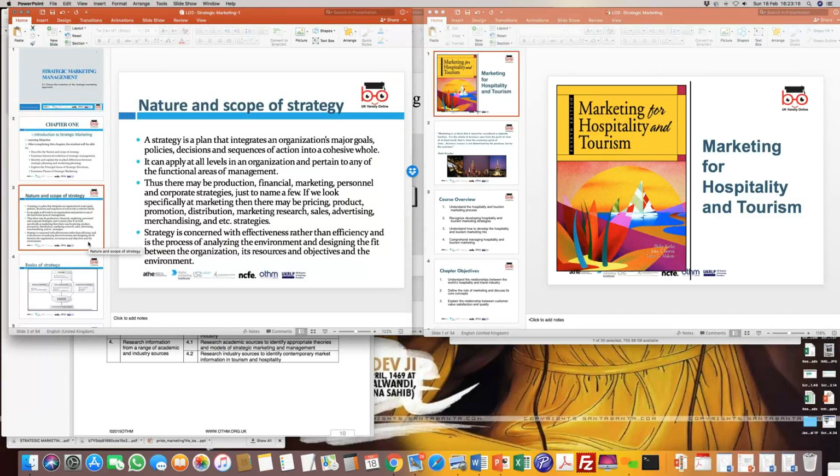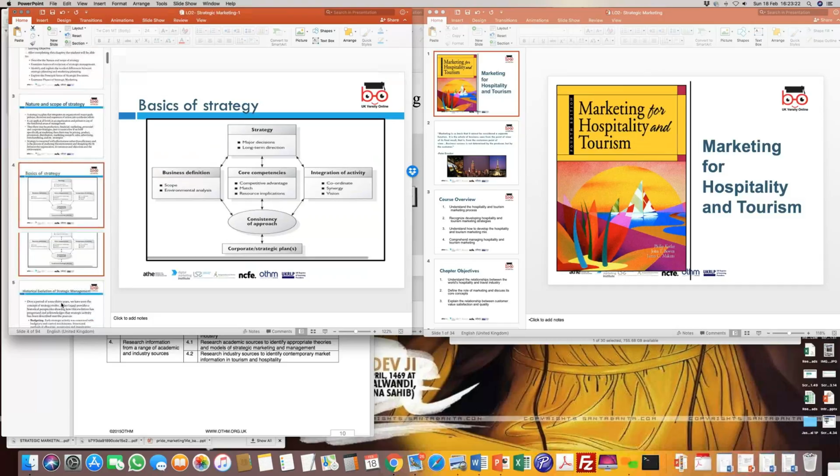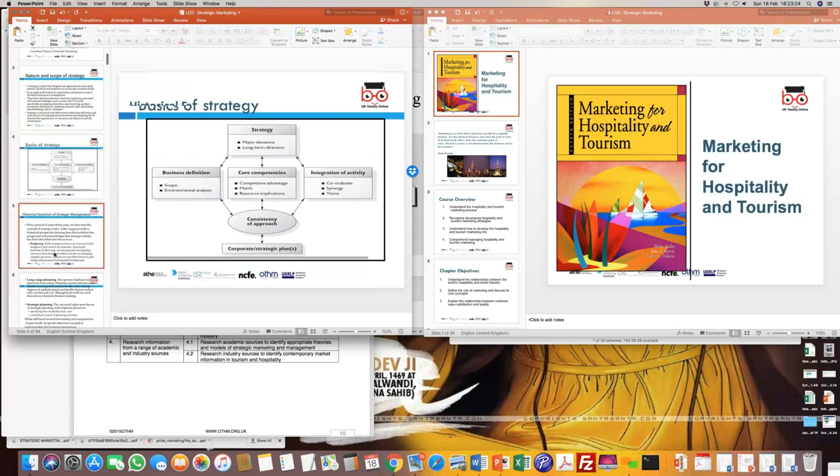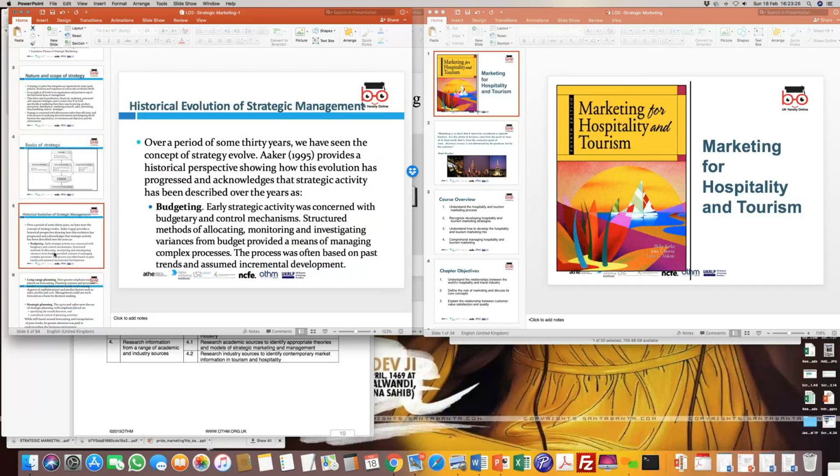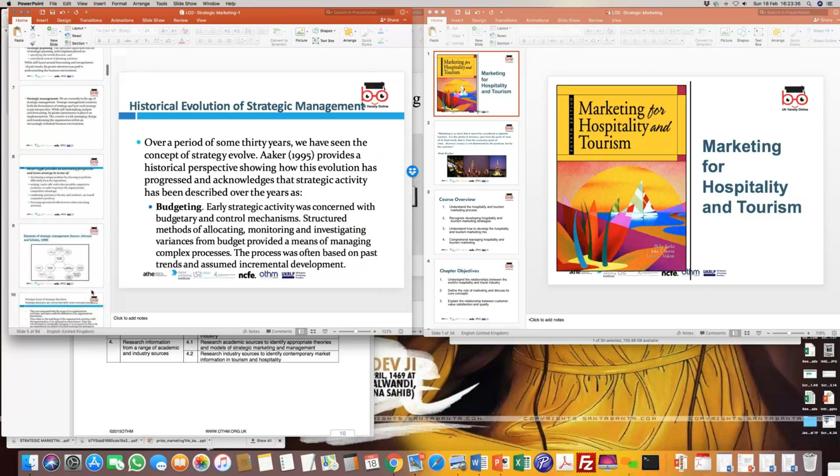It basically talks about what is strategy, what is marketing, and why this function has come into the travel, tourism, and hospitality industry, and why it is important, and how it has evolved over the years. So this is more of a generic reading, to give you background and concepts about strategic management and strategic marketing as a whole.